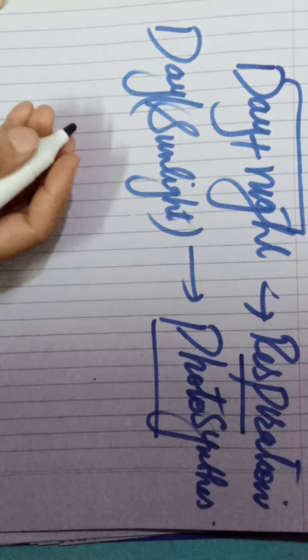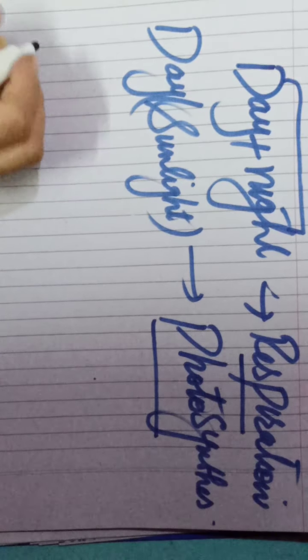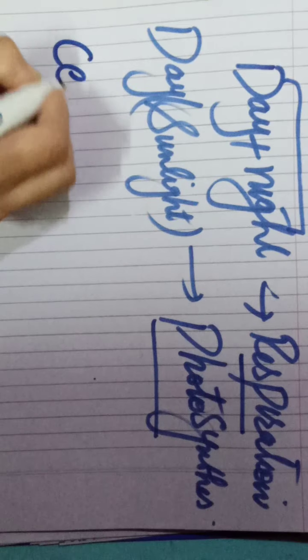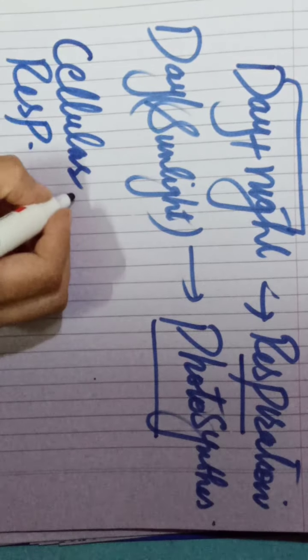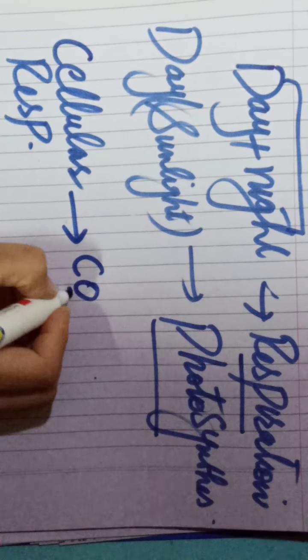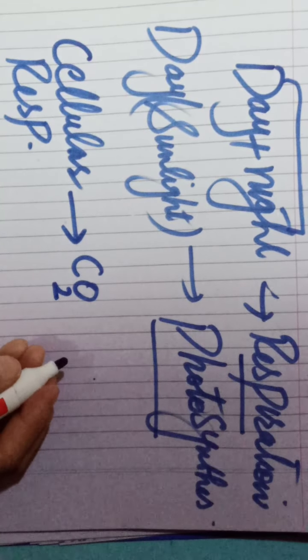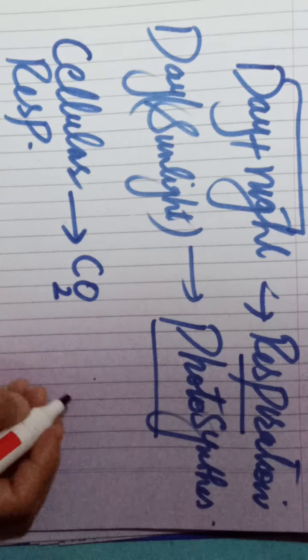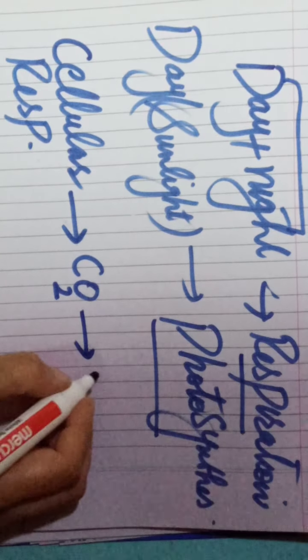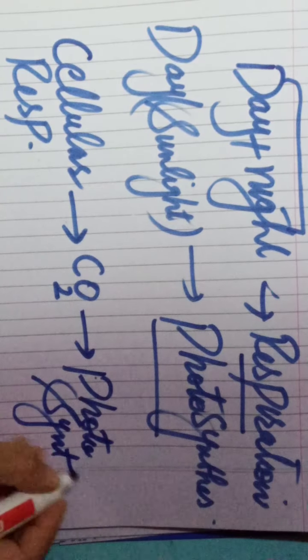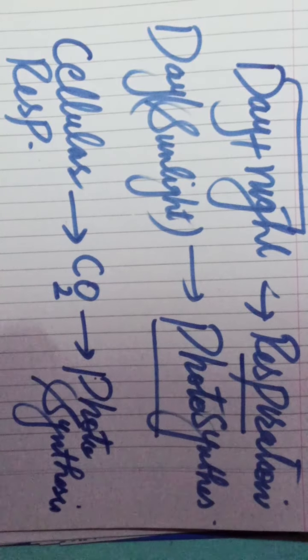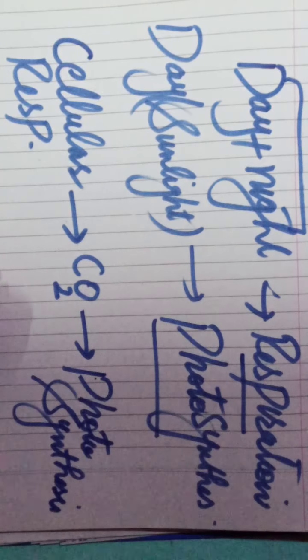Actually, the carbon dioxide is produced during cellular respiration. So cellular respiration produces carbon dioxide, and this carbon dioxide is totally utilized in the process of photosynthesis. However, during the night, this changes. At night, the leaf cell gets oxygen from the environment.